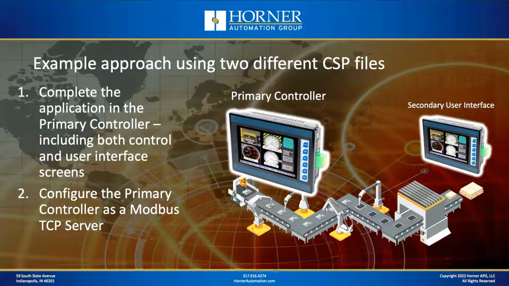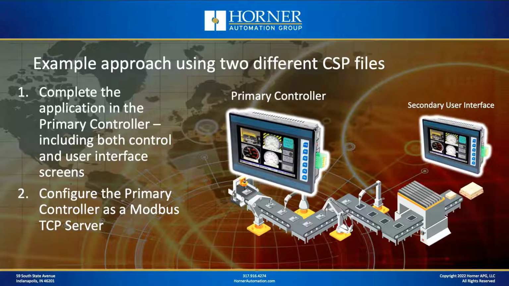Now, in our first approach in solving this application, I'm going to talk about the approach where you're going to use two different Cscape files, two different application files, to solve the application. One file running on the primary controller that's doing the control, and the other file running in the secondary controllers that are being used strictly as operator stations. All right, so this workflow works as follows.